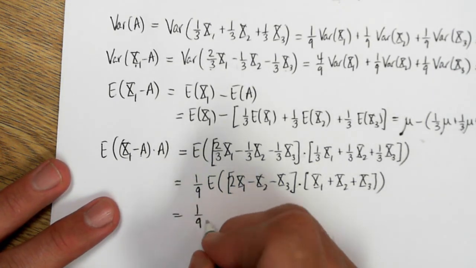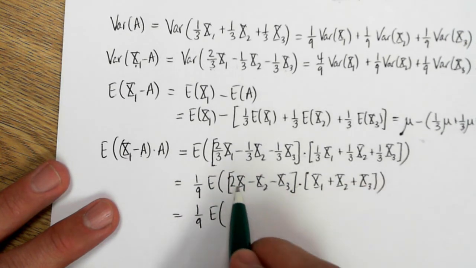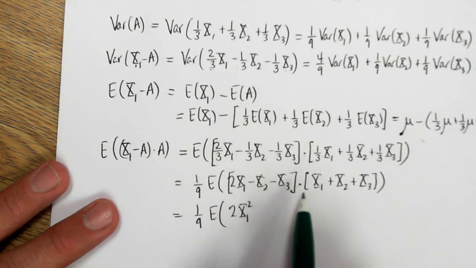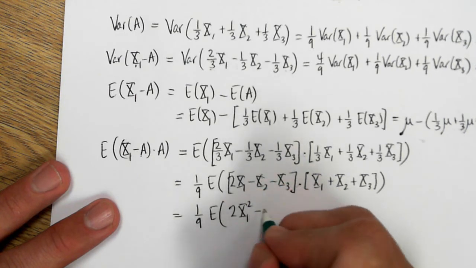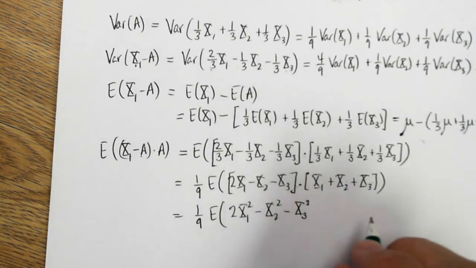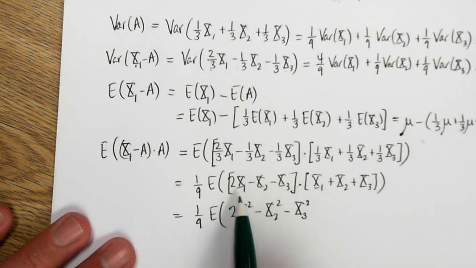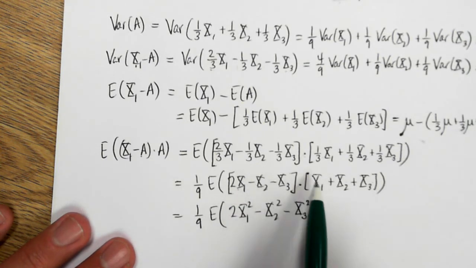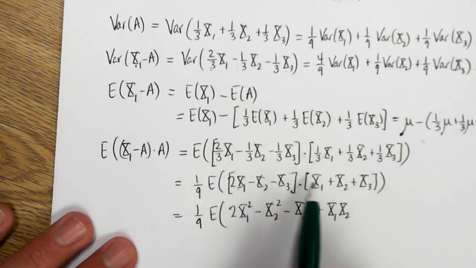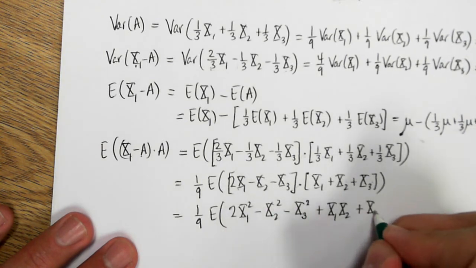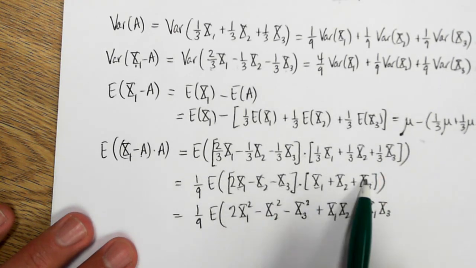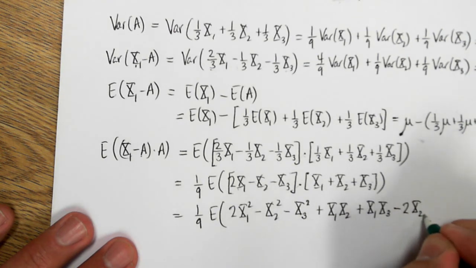Okay, so let's multiply it out. So the expected value of, all right, so here I have 2X1 squared. Let's get the squared terms first. Then I have minus X2 squared. Then here I have minus X3 squared. And then let's get the cross terms. So here I have 2X1X2, then I have minus X1X2. That gives me plus X1X2. Here I have 2X1X3. I have minus X1X3, so that's plus X1X3. And then I have minus X2X3, then another minus X2X3, so minus 2X2X3.